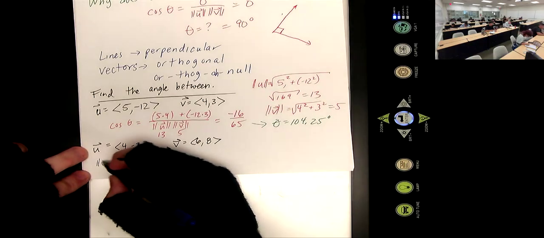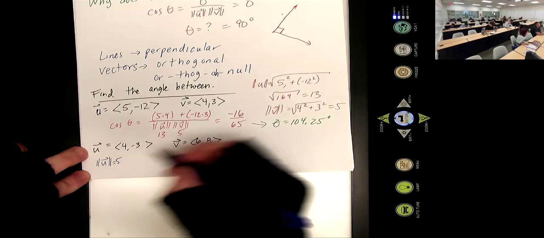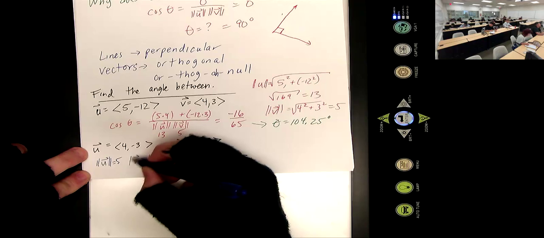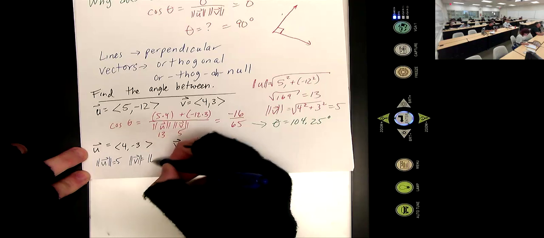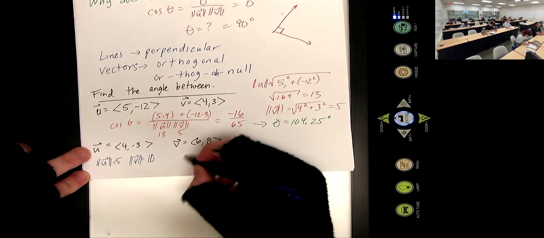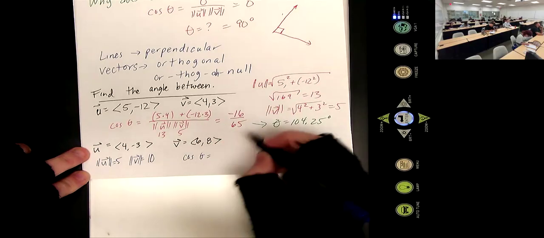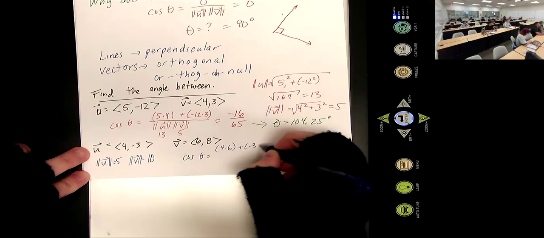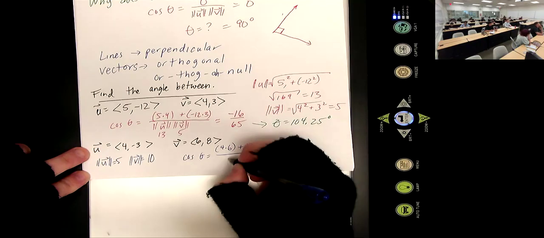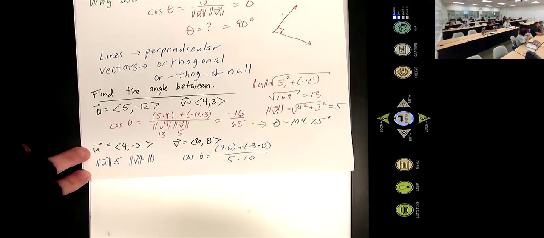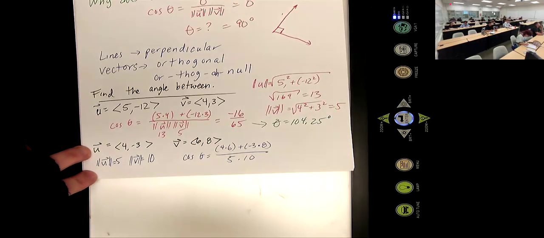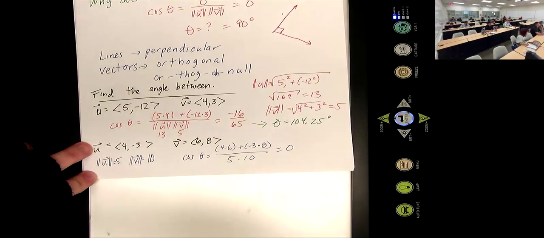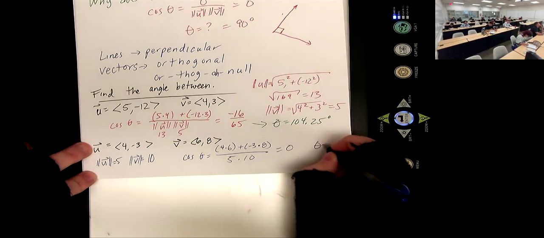You work out the magnitude on this one, you're going to get 5. The magnitude of V is 10. We've got cosine theta of 4 times 6 plus -3 times 8 over 5 times 10. So theta equals 90 degrees.